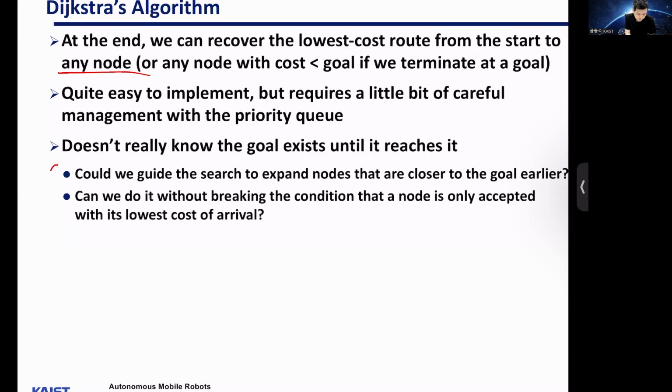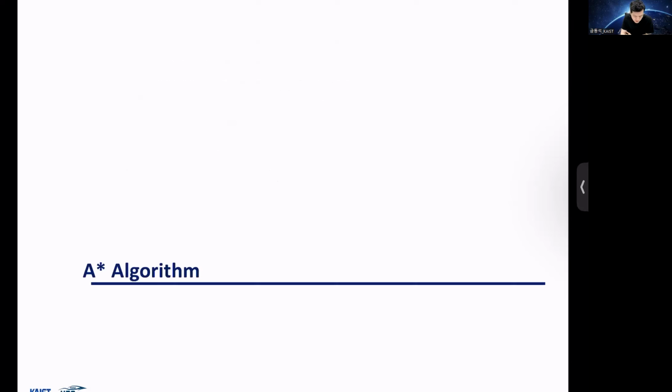So the question is, could we guide the search to expand nodes that are closer to the goal earlier? Can we do it without breaking the condition that a node is only accepted with its lowest cost of arrival? So we're going to answer this in the next section, which is A-star algorithm.